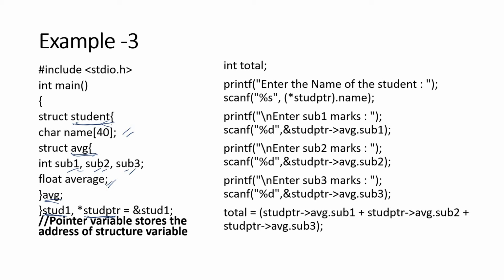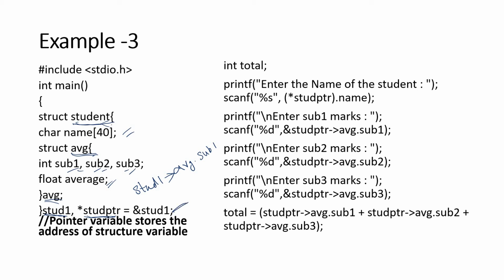Suppose I need to access the student structure variable with the average, how can I access it? student 1 arrow avg dot subject 1. So this is how we access using the normal variable. But when it comes to the pointer variable, how can we do that?